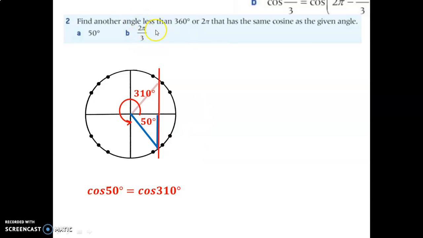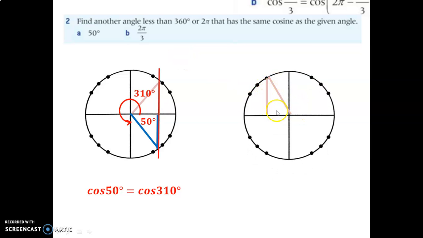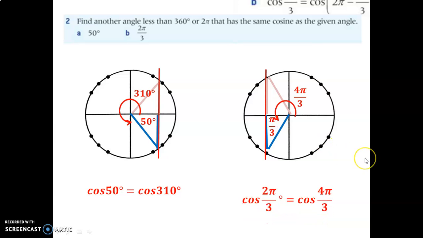And now finally we need another angle that gives the same cosine value as 2 pi over 3. So here's our circle. Here could be 2 pi over 3. Why is that 2 pi over 3? Because we have 2 out of 3 parts. If pi is broken up into 3 parts, we've gotten 2 parts there. That is that angle, and the other angle then is 4 pi over 3. Take a close look, make sure you understand that.